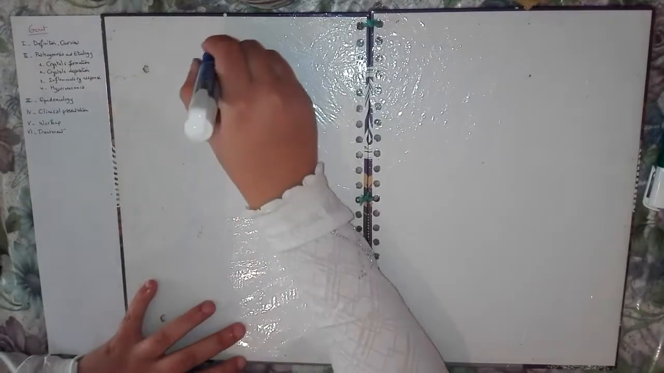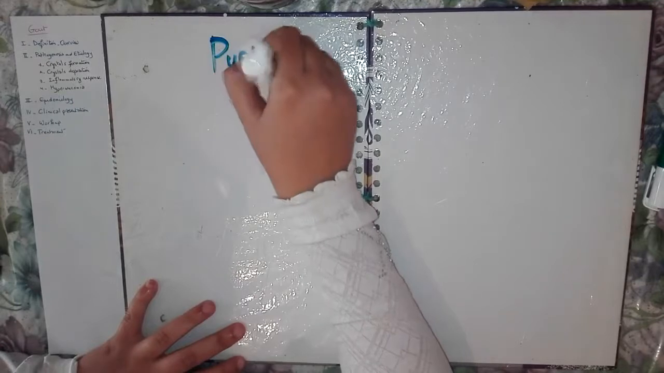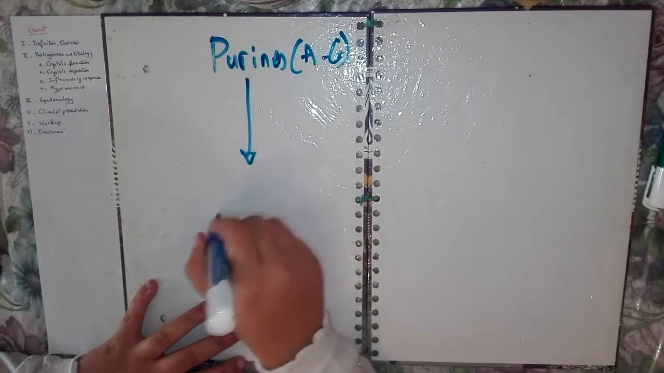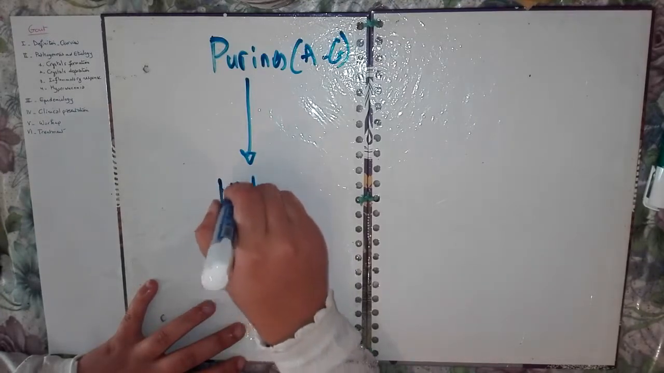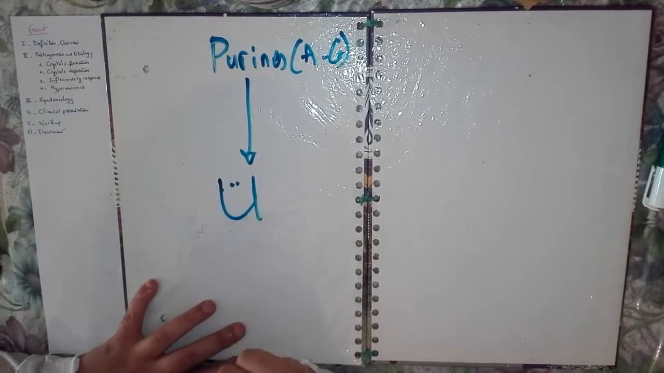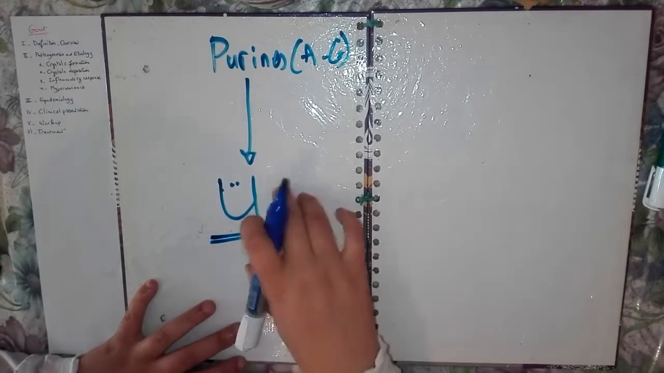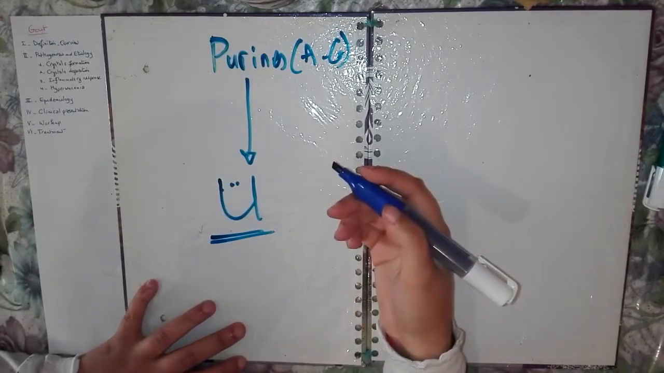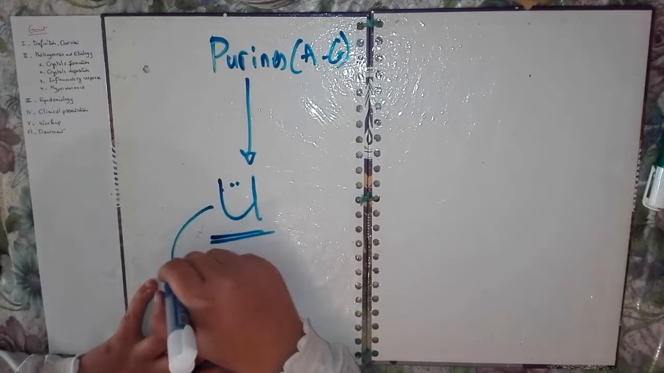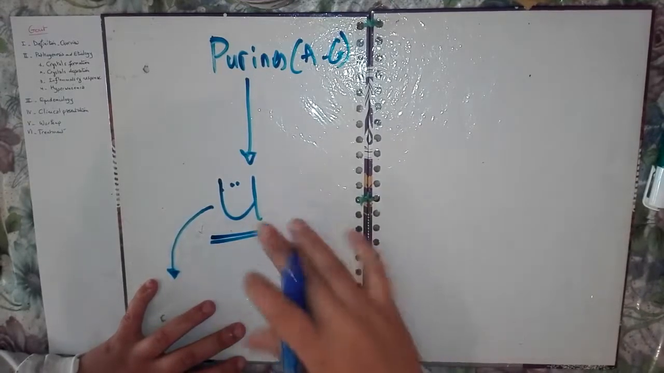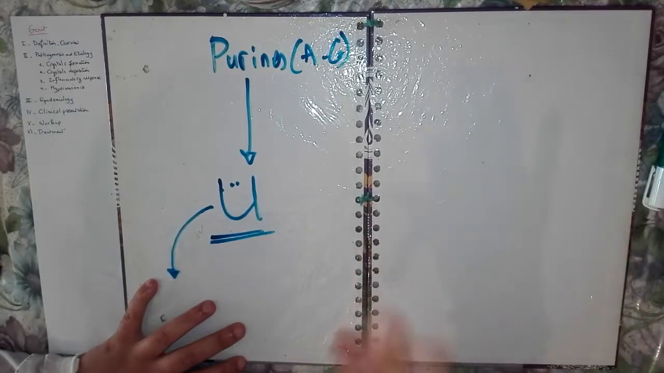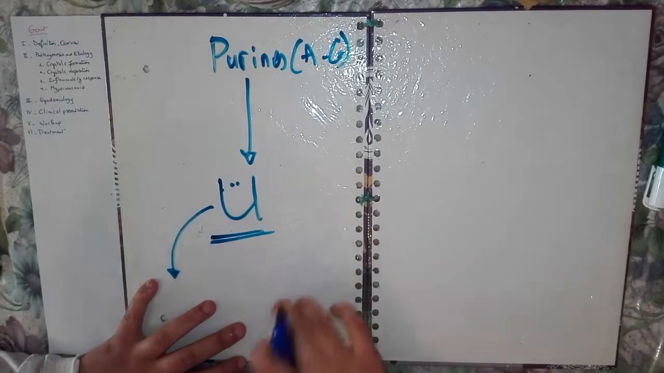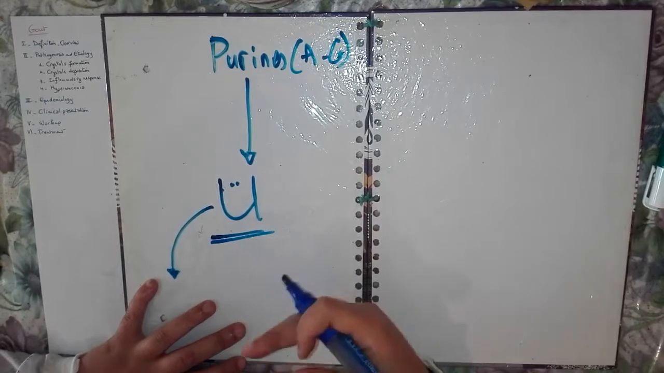We have been saying that purines A and G, when metabolized in humans, give an end product which is uric acid. At the end, we can't further metabolize it because we don't have the enzyme uricase, so it's excreted in this form. But other species are uricase positive, and they further metabolize uric acid into allantoin, which is more soluble.